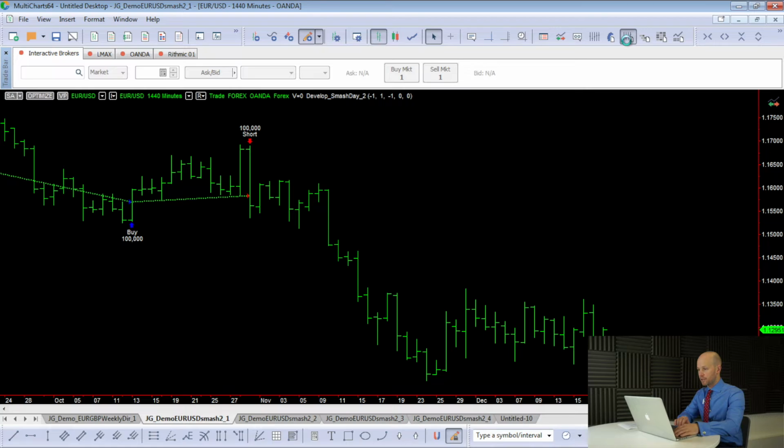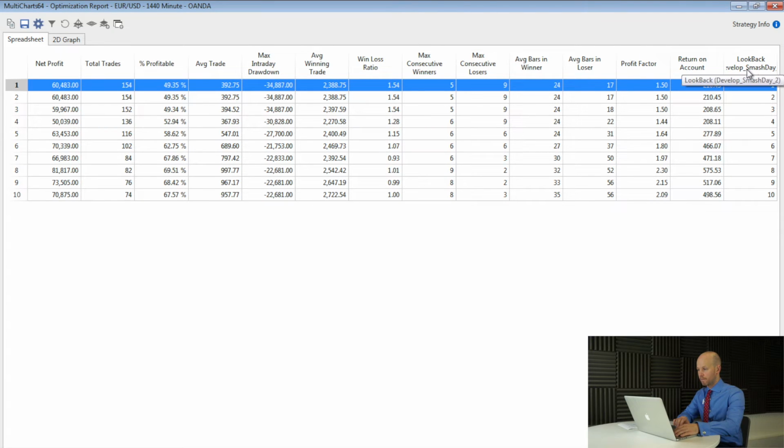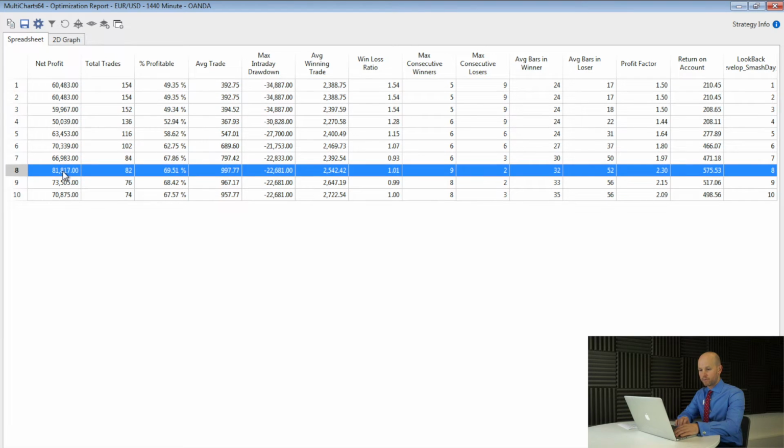So I've run an optimization on that filter that we talked about, and I've got this input here called look back, and that's saying that we want to see the close is the lowest close over the last X days, and we've got 1 through to 10, and if it's a short trade it's the highest close over the past X days, or look back days. And looking at the results, number 1 is what we've just seen, which doesn't use a filter whatsoever. And then if we look down the net profit, we can clearly see that 8 is the best.